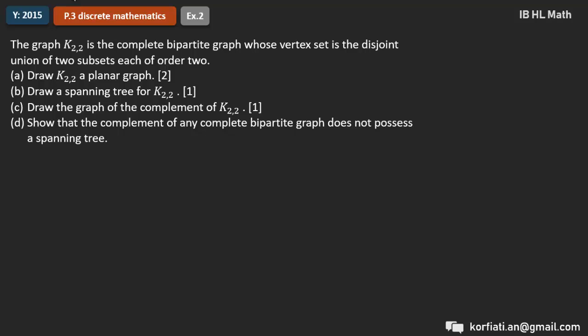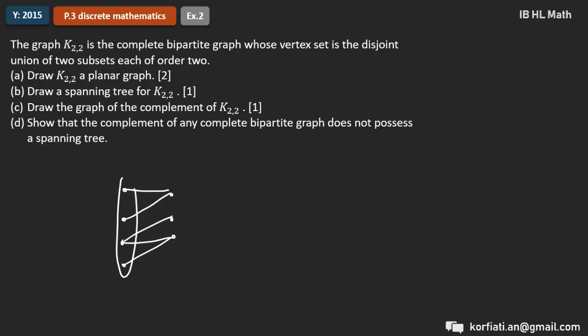It says the graph K2,2 is a complete bipartite graph whose vertex set is a disjoint union of two subsets each of order 2. Of course, you probably have seen it before. When we're talking about graphs of this type, we have a set of vertices here, another set of vertices here, and the only edges that are allowed are those that connect vertices that belong to different sets.